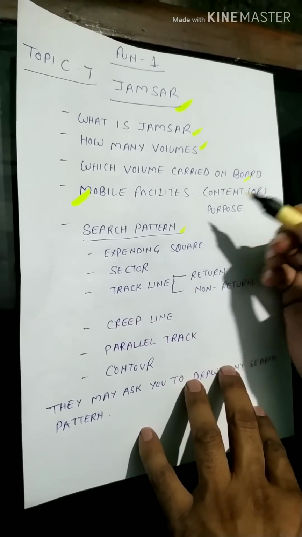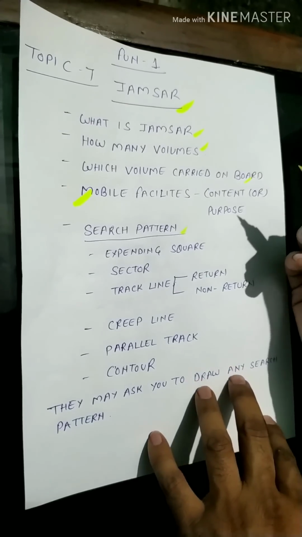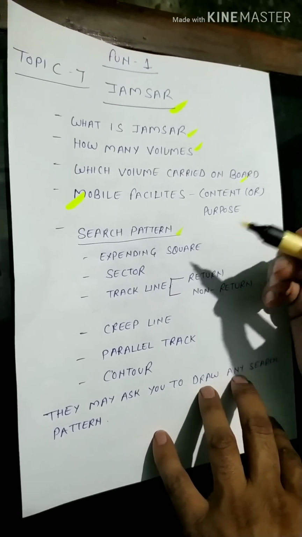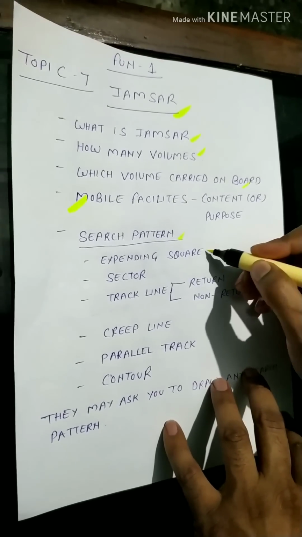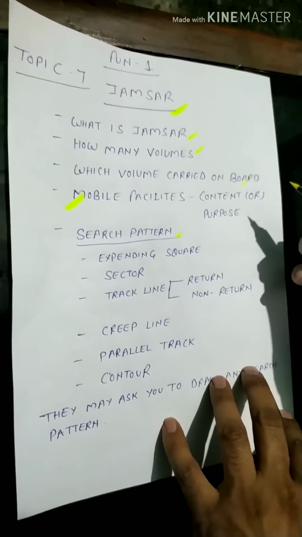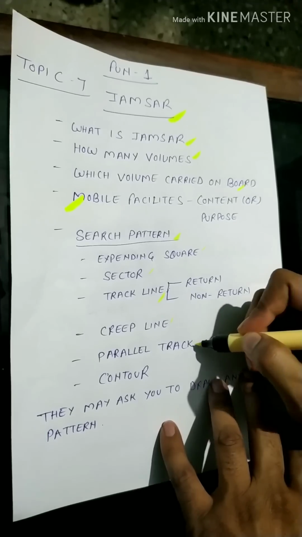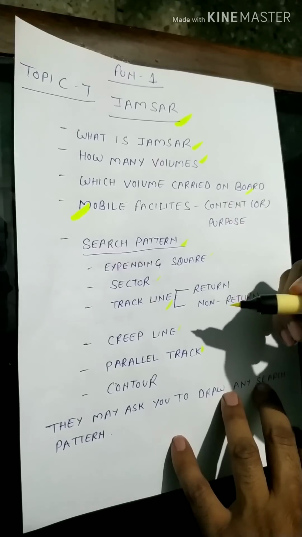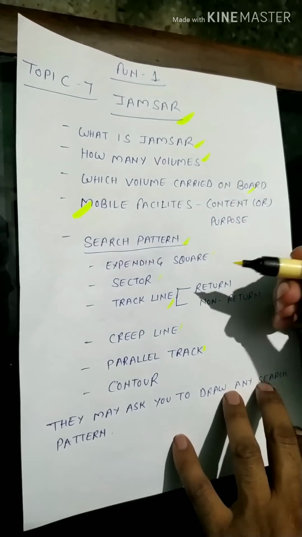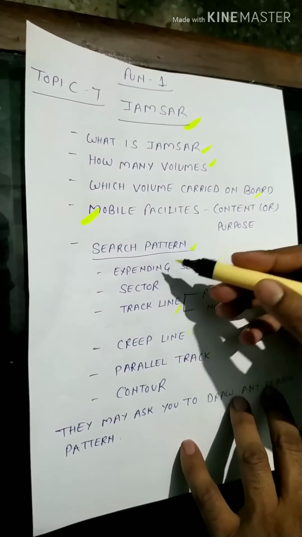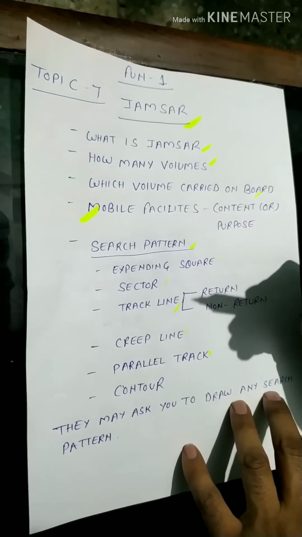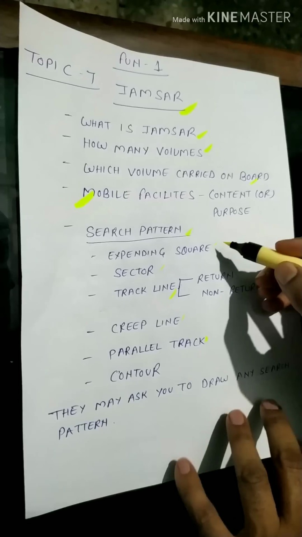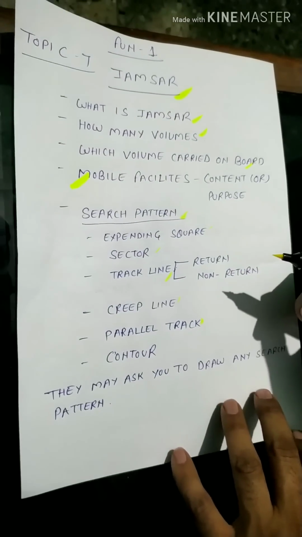Next is the search pattern. Total 6 search patterns are there. Out of 6 they ask only 5, except contour. They may ask you to draw any search pattern like expanding square search, sector search, track line, creep line, or parallel track search. So you have to know how to draw all these search patterns, and when we use each particular one, expanding, sector, track, creep line, parallel, in which case we use it. You should know all these search patterns.